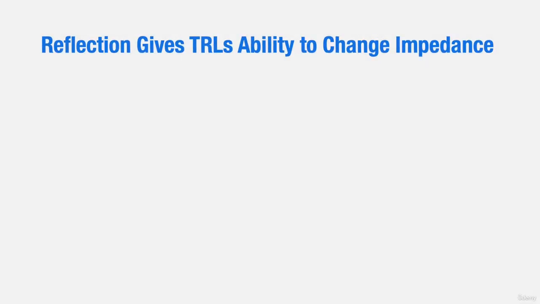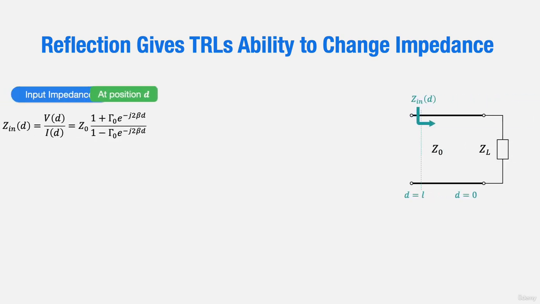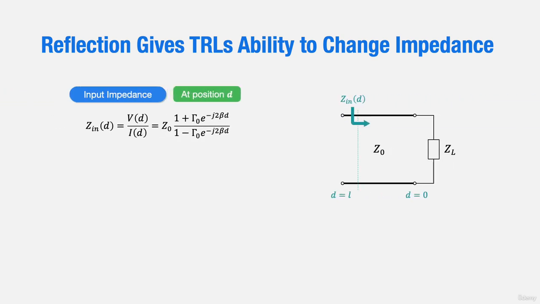Now let's examine the relationship between the input impedance Zin(d) and the characteristic impedance Z0 and the load impedance ZL of a terminating line. We previously established the relationship between Zin(d) and gamma(0). We also found the relationship between gamma(0), Z0, and ZL.